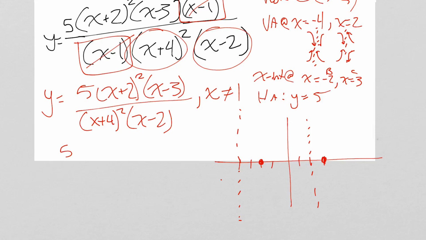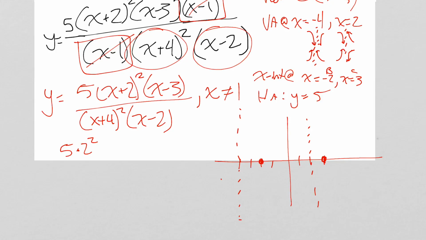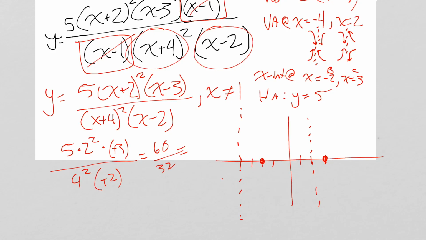Well, our y-intercept is going to occur at 5 times 2 squared times -3 over 4 squared times -2. Where did I get those numbers from? I plugged in 0 for my x's. And again, I get like a really big, scary number. My negatives cancel. And we're left with what? 2 squared is 4, times 5 is 20, times 3 is 60, over 4 squared is 16, times 2 is 32, which will simplify to what? 30 over 16, which is still gross, and so we'll simplify it to 15 over 8. So 15 eighths, which is positive, which is actually really helpful.